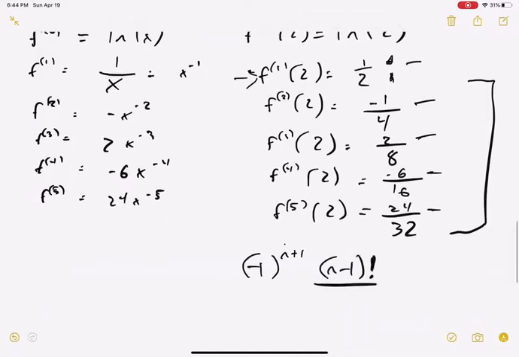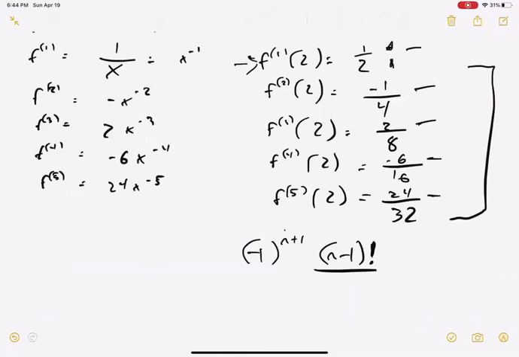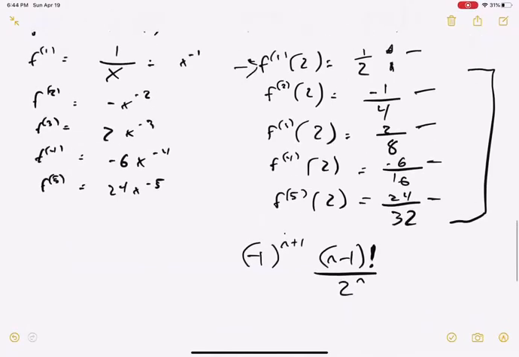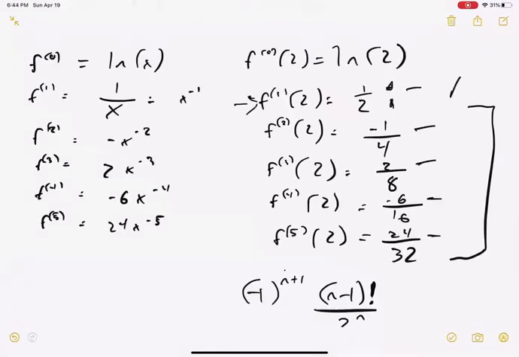And then what about the denominator? Let's see, we have 2, 4, 8, 16, 32. So powers of 2. At index 1, we have 2 to the power 1. So how about 2 to the n? Okay, so these are our terms starting here, and then we would have this first term that doesn't really match our pattern.